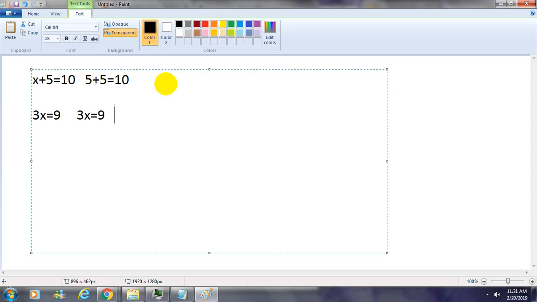You have to blow away the x. So you have to go 3x, and then you have to divide that by a 3. Okay, so you divide that by a 3. And now that equals, now you have the 9 up here. But remember, whatever you do on one side of the equation, you have to do on the other.